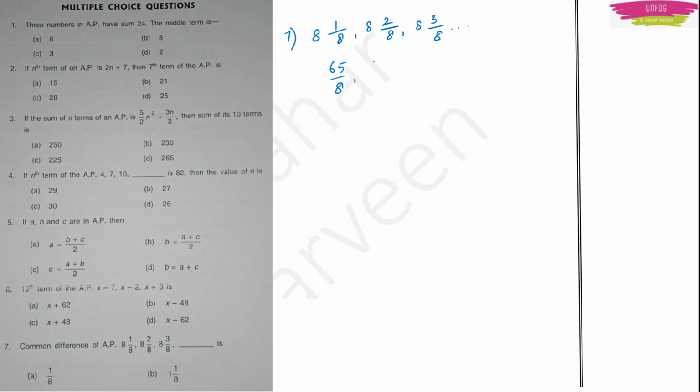And here it will be 66 by 8. And here it will be 67 by 8. It is simple. Now common difference, what you do? You subtract it like this, right? It will be 66 by 8 minus 65 by 8, or it will be 1 by 8. Or if I do 67 by 8 minus 66 by 8, it will be 1 by 8. So my answer should be 1 by 8. So option A should be the right answer. Okay, moving on.